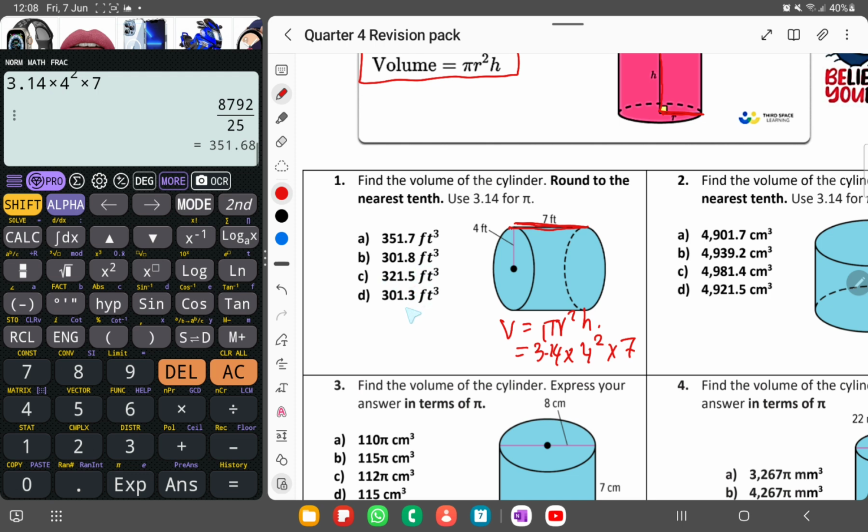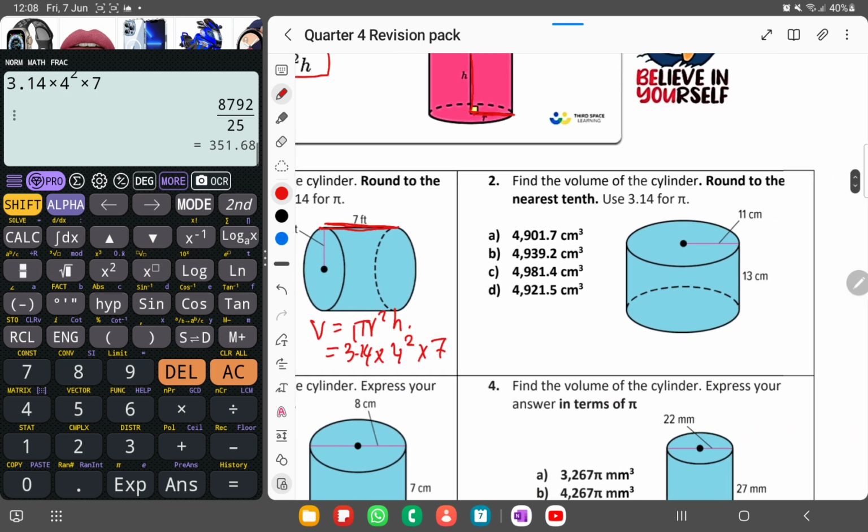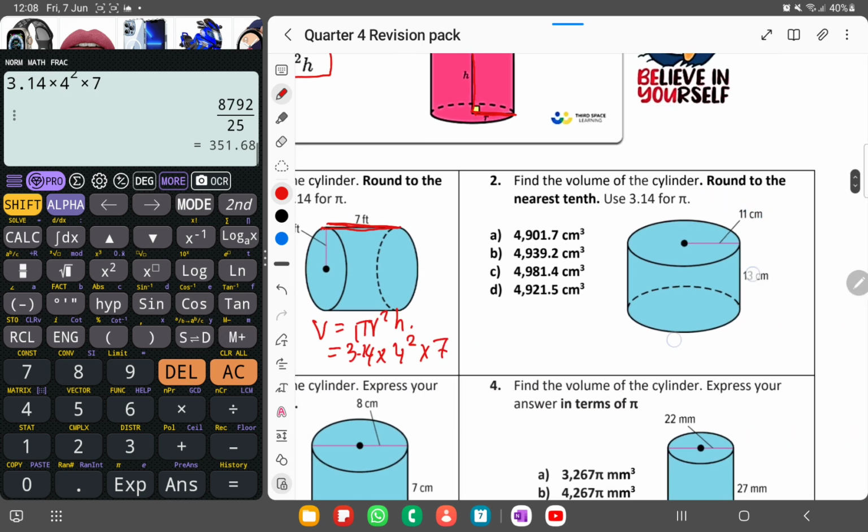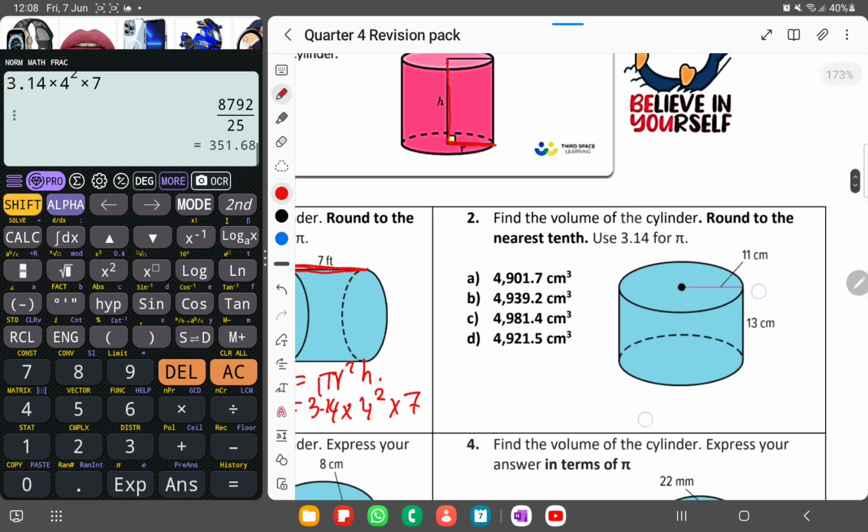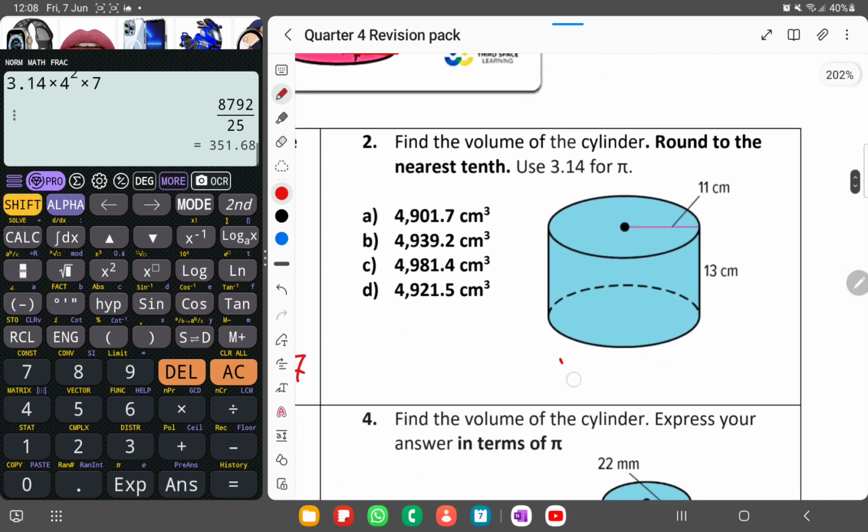351.68, which is 351.7. Look, 351.68, the 8 is strong. It will give 1 to the 6, so it's going to become 351.7. Very good. Find the volume of the cylinder and round to the nearest tenths. Again, volume equals pi r squared h. What is pi? 3.14. Radius is 11 squared times height, which is 13.